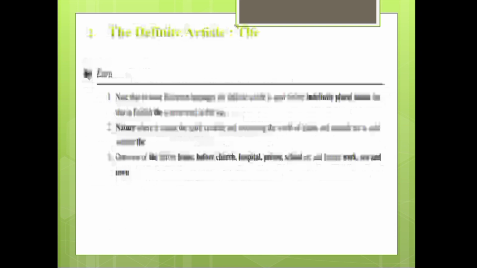We have some extra information about this. Note that in some European languages, the definite article is used before indefinite plural nouns, but in English, the is never used in this way. Secondly, nature, where it means the spirit creating and motivating the world of plants and animals, etc., is used without the. Thirdly, the is omitted before home, before church, hospital, prison, school, etc., and before work, sea, and town.